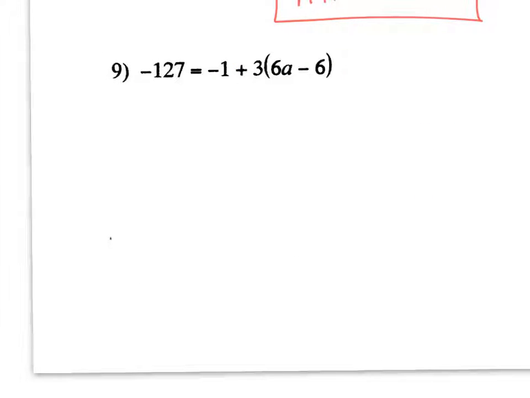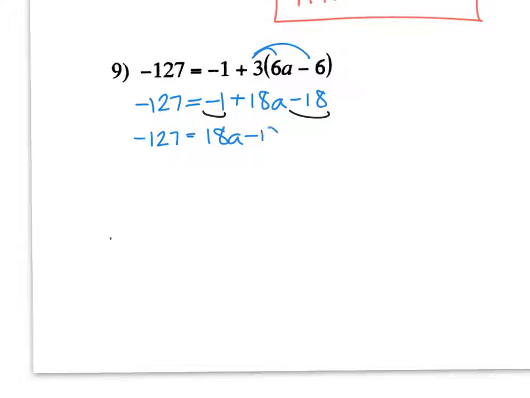Question 9 here. Again, you have to distribute before you can add or combine anything. So I've got negative 127, negative 1 plus 18a minus 18. You have a few different options. Remember, I tend to combine like terms here first, but you don't have to do that. You could move the 1 and the 18 separately. So I've got negative 127 equals 18a minus 19. And then I'm going to add 19 to both sides. So I've got 18a equals negative 108.